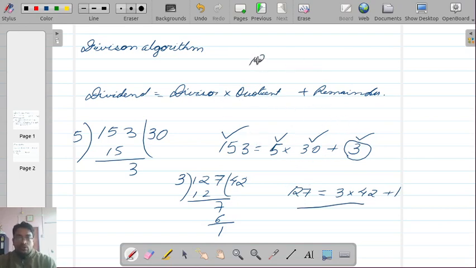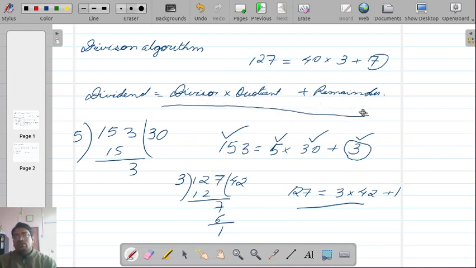Of course, this is also true: 127 can be written as 40 into 3 plus 7. This is also correct, but it is not the quotient and remainder form. We will not say that 7 is the remainder when it is divided. When we mean remainder, the remainder has to be less than the divisor. We will learn why this restriction is given, because under this restriction this expression comes out to be unique.